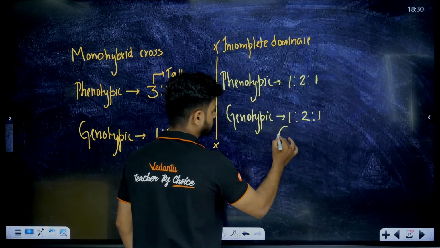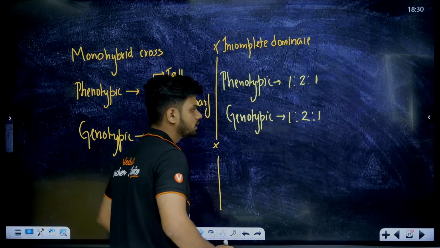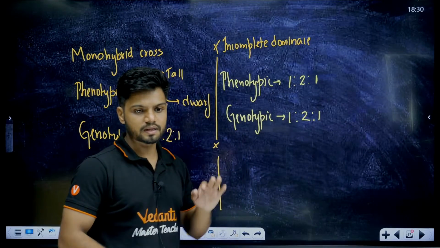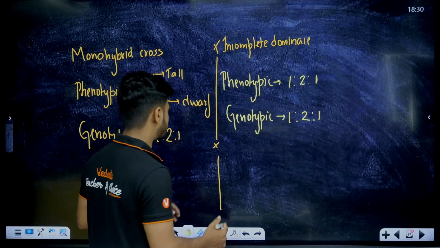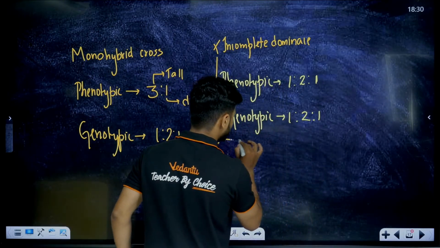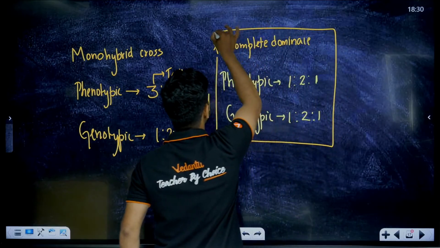1:2:1. This is going to be your homozygous dominant, heterozygous dominant, and homozygous recessive. Homozygous recessive is going to be same. Now, what about in the case of codominance?